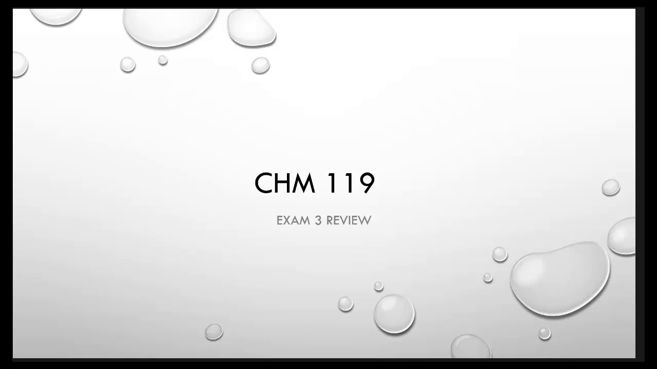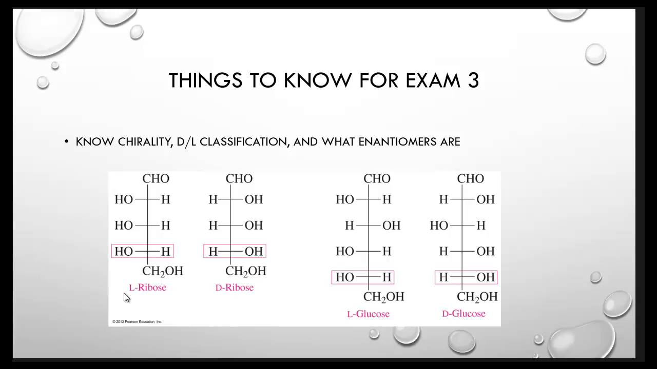This tutorial is the final review for Chem 119 Exam 3. First of all, you're going to need to know what chirality is, the DNL classification, and what enantiomers are.